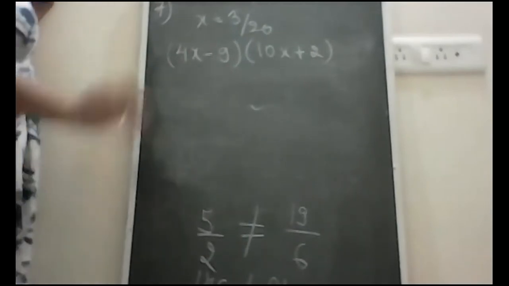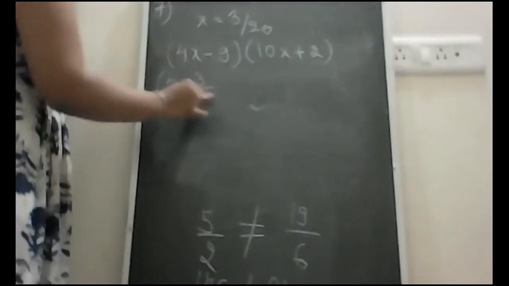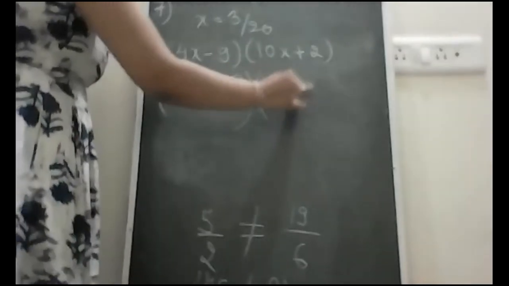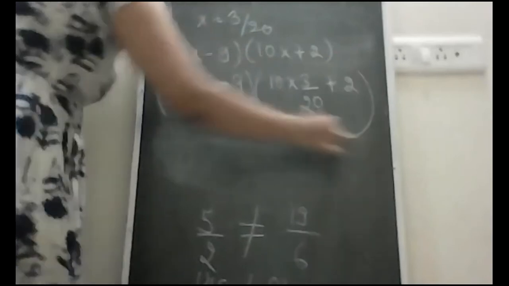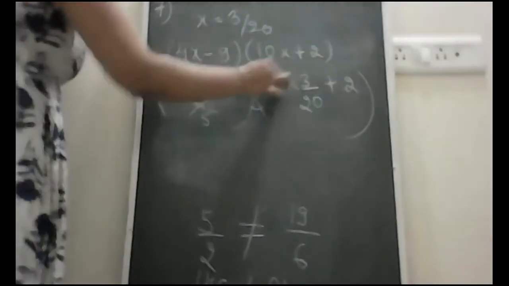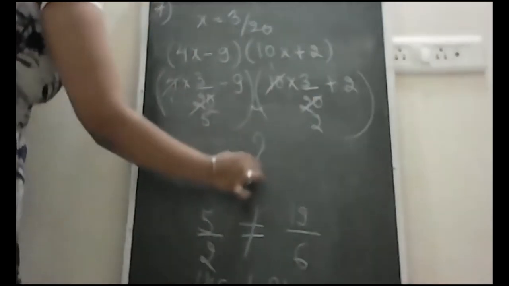How will you do that? You need to just put the value of x, that is 3 by 20, in every place wherever x is written. Wherever x is written, you need to just put the value of x, and simply solve it. 3 ones are 3, 5 tens are 10, 1 ten is 10, 2 tens are. Then you simply solve it.